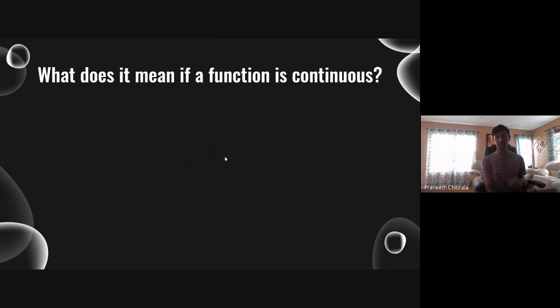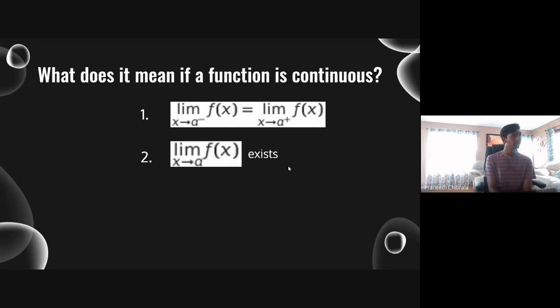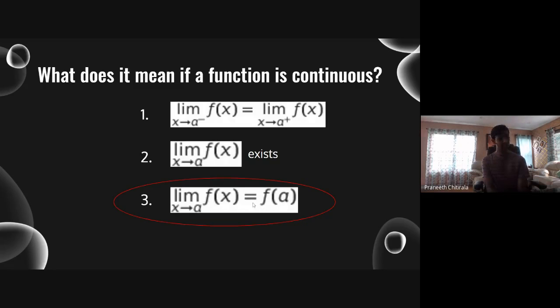But in terms of calculus, there are three steps to finding whether a function is continuous. So first, the left-handed limit and the right-handed limit are equal, which means that the actual limit exists. And it not only exists, but it's equal to f of a itself. So this is the definition. This defines whether a function is continuous or not. The actual limit exists, and it's equal to f of a.